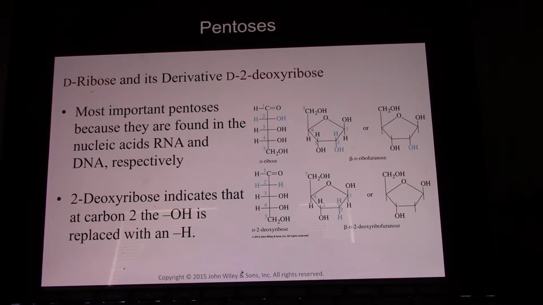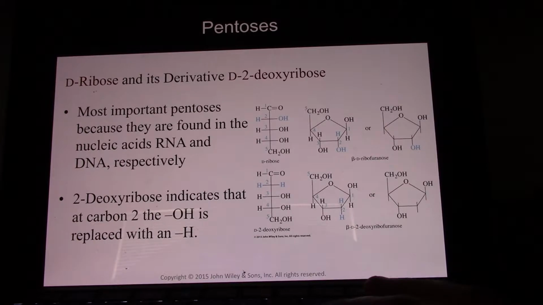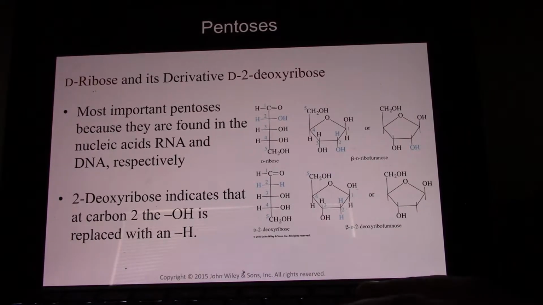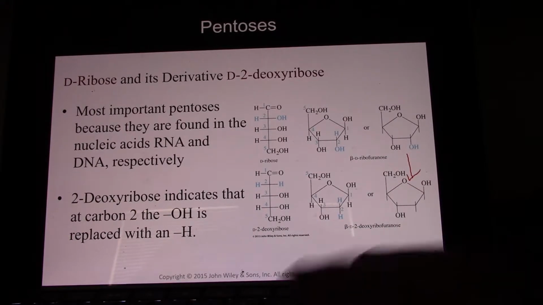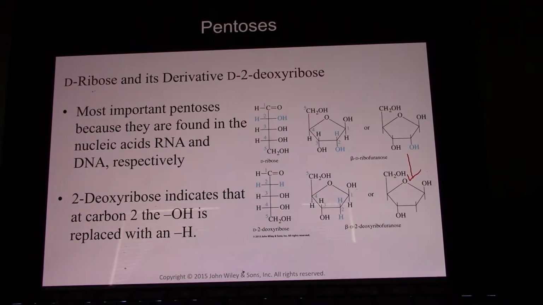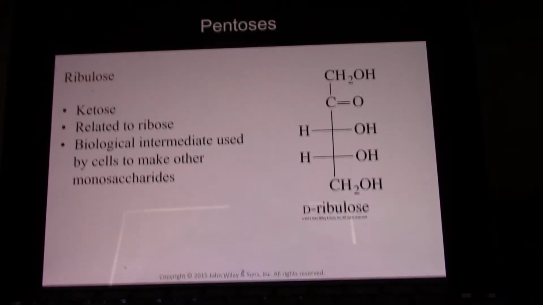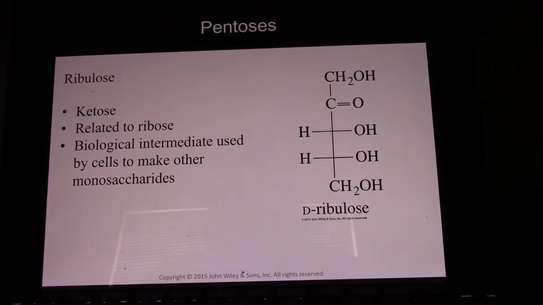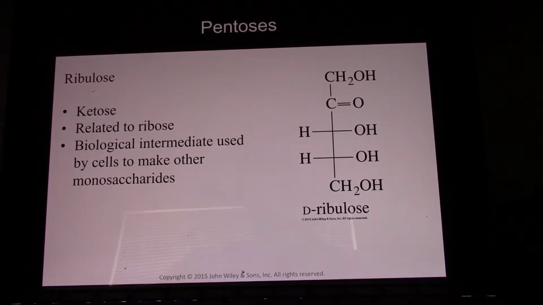D-ribose and its derivative 2-deoxyribose. D-ribose is essential in RNA, deoxyribose is essential in DNA, and deoxyribose is produced from ribose in a chemical reaction. The 2-deoxyribose indicates that it's carbon number 2 where the OH was replaced with an H. Deoxy means you're missing an oxygen. Ribulose is a ketose related to ribose. It is a biological intermediate used by cells to make other monosaccharides.